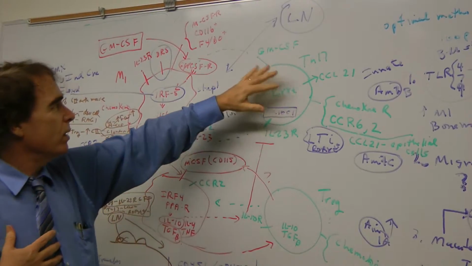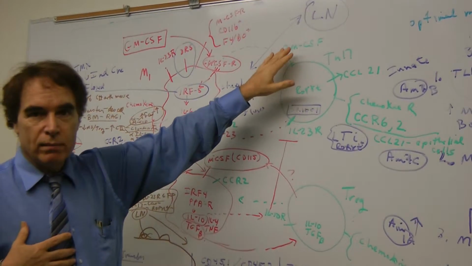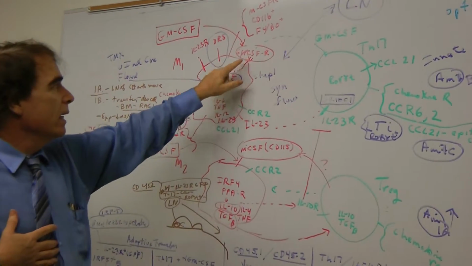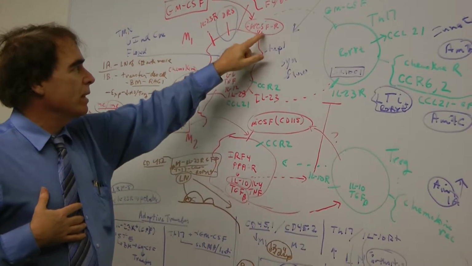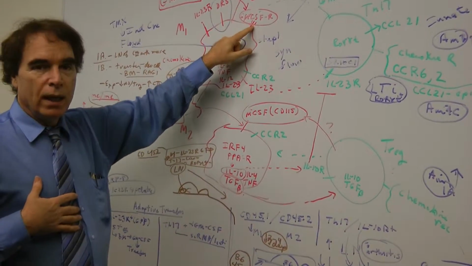Now these cells in turn drive these because they produce GM-CSF, and so there's this loop. And these macrophages have the GM-CSF receptor, which is the target or upstream of IRF5.